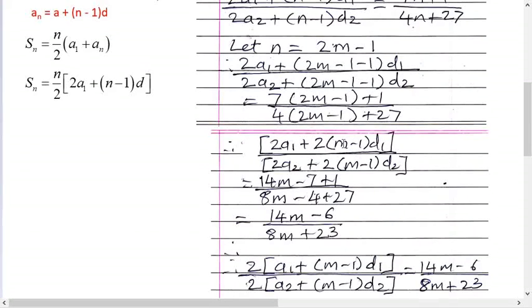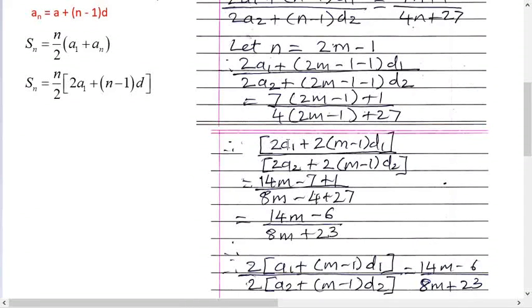(2a1 + 2(m-1)d1) upon (2a2 + 2(m-1)d2) equals to RHS now. 7 into 14, 14m minus 7 plus 1, upon 8m minus 4 plus 27, equals to (14m-6) upon (8m+23). So RHS is now constant, keep it as it is.